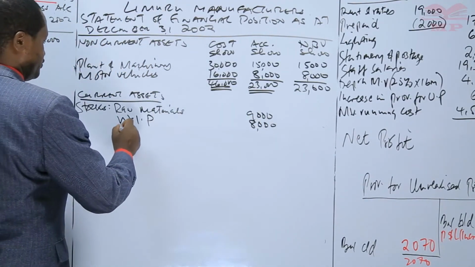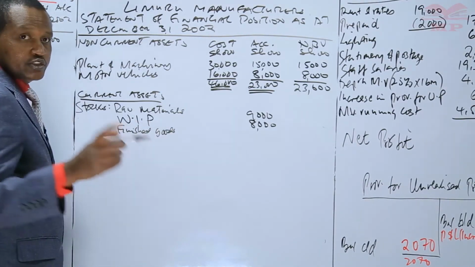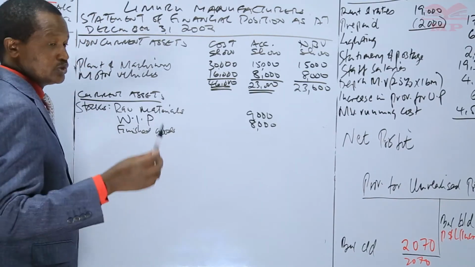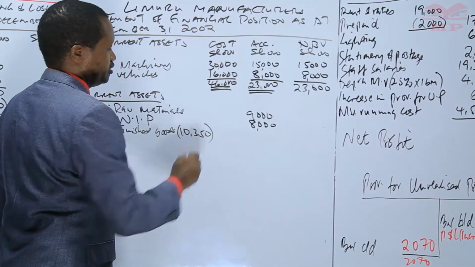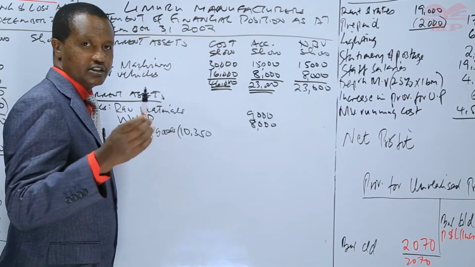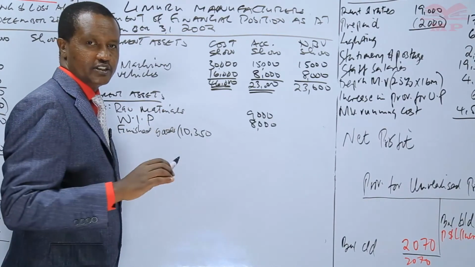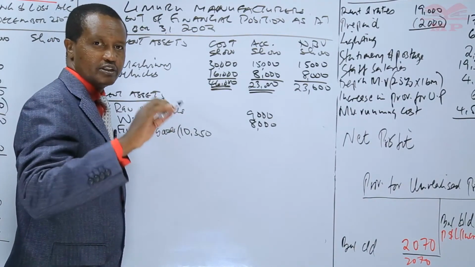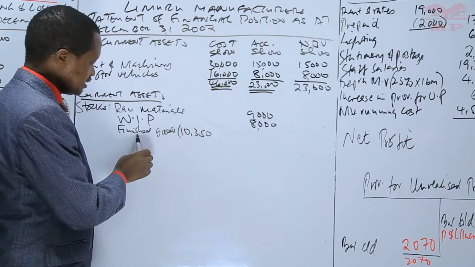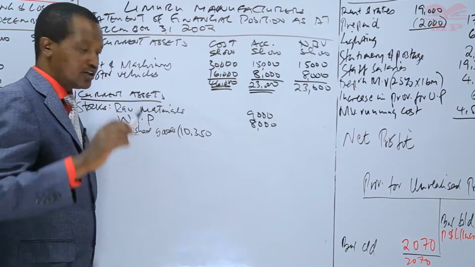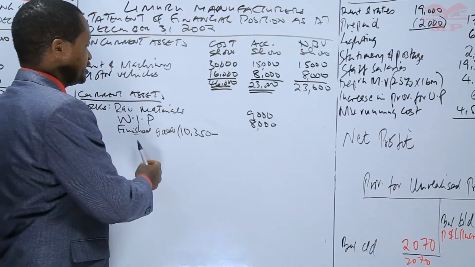Then you have the cost of finished goods. Under additional information, we are informed that the cost of finished goods is 10,350,000. Candidates, remember when we began this lesson, we said that the provision for unrealized profit at the end of the accounting period, provision for the unrealized profit on the finished goods at the end of the accounting period should be deducted, subtracted from finished goods.